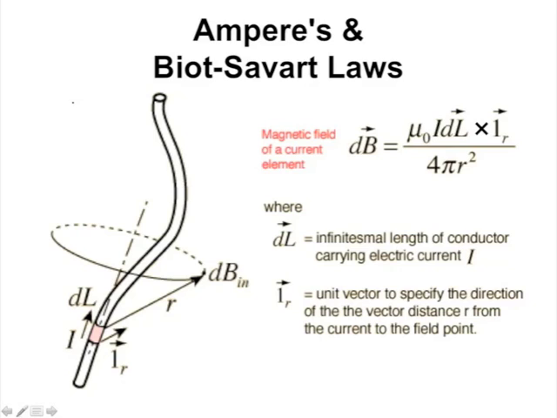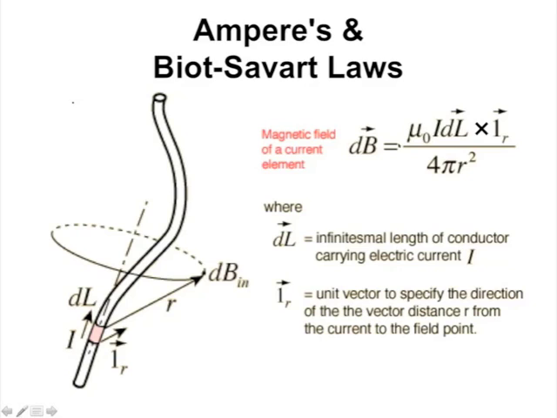Now we need to use another vector, called the vector 1 sub r, which is a unit vector in the direction between where we're trying to observe the magnetic field and that little current element. You take the current element vector dl and take the vector cross product with the 1 r vector. The cross product, according to the right hand rule, is going to point into the screen here. That gets scaled by the current: the larger the current, the larger the change in the magnetic field.